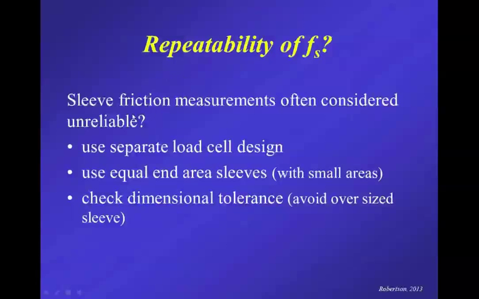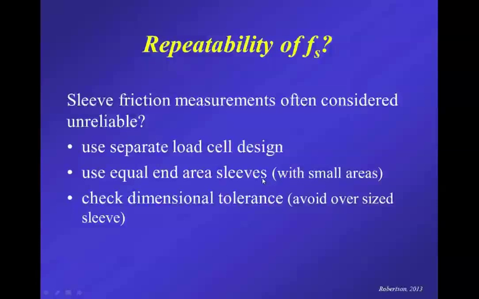So why is the sleeve friction often considered unreliable? That's partly because when data in soft clays are compared between cones, some cones have separate load cells, some cones use subtraction, so you see variability in accuracy and repeatability, and some cones have unequal end area, which introduces large errors.